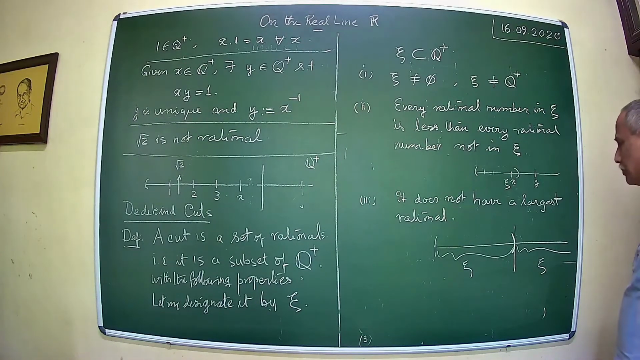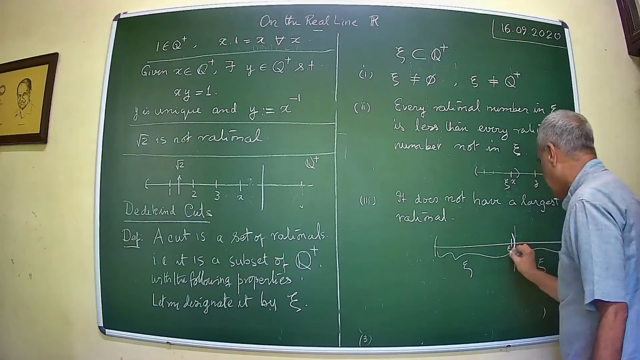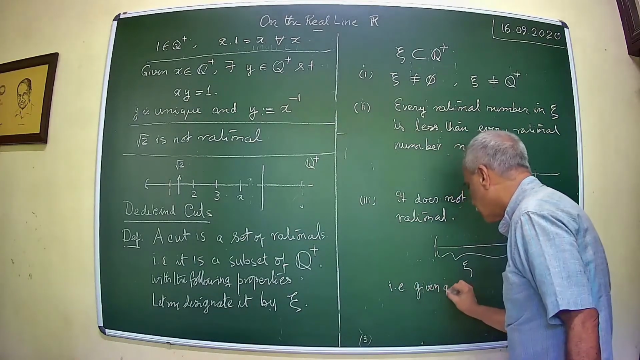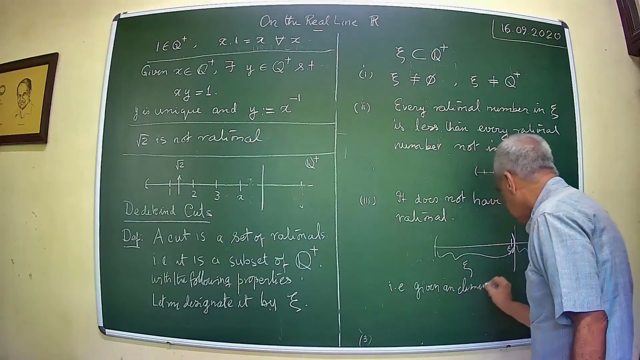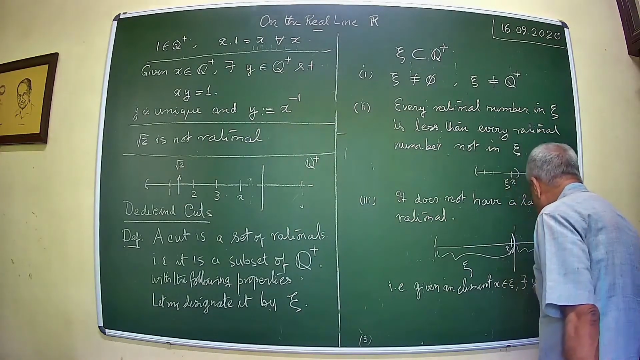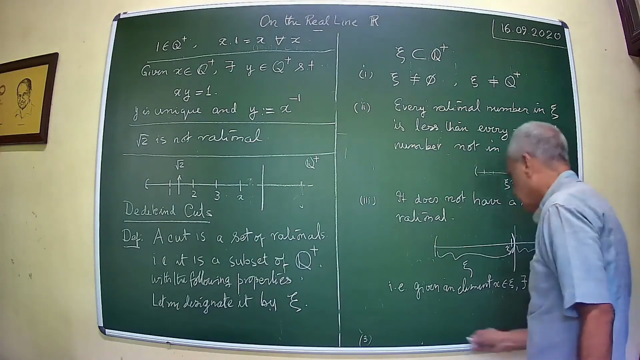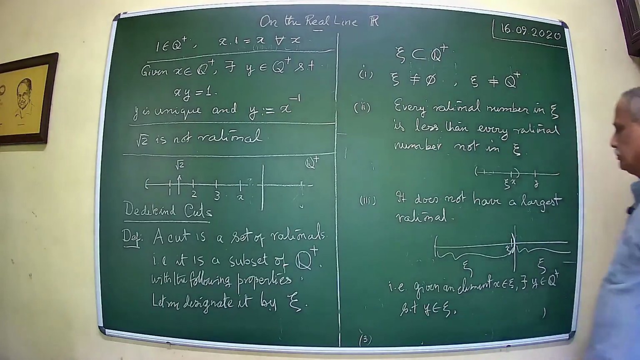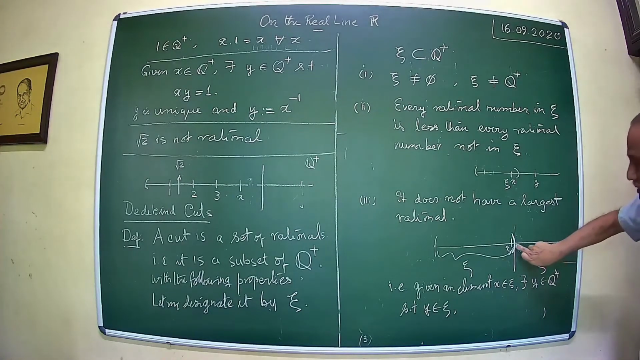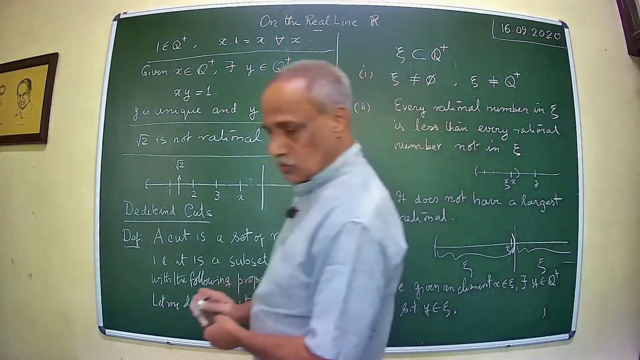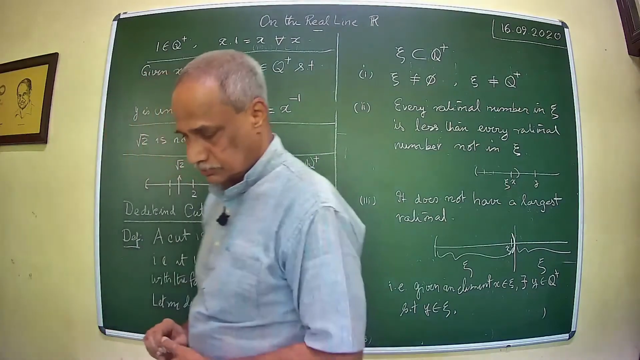Okay. What does it mean? It means that given an element x here belonging to psi, you can find a y belonging to psi, y belonging to Q plus, such that x is less than y. That's the meaning of that. So there is no largest rational number that you can find. Such a set is what you call a cut. Okay?